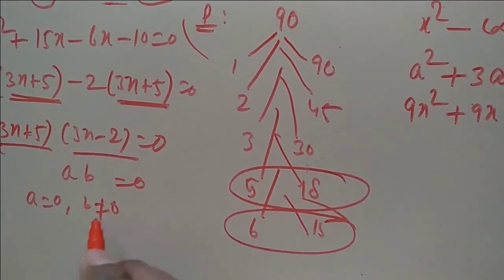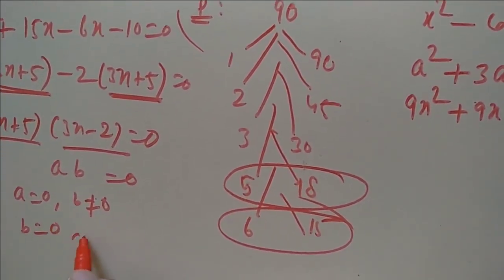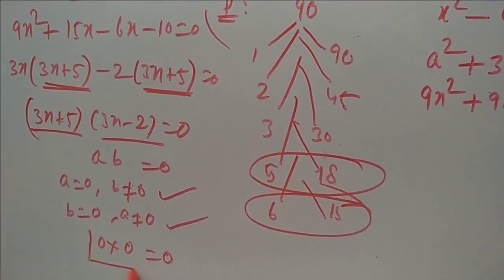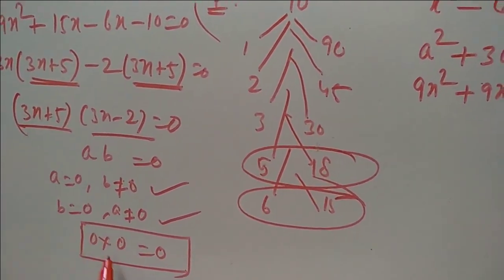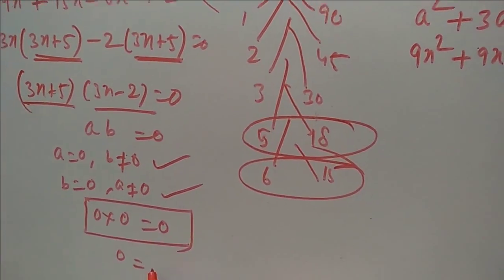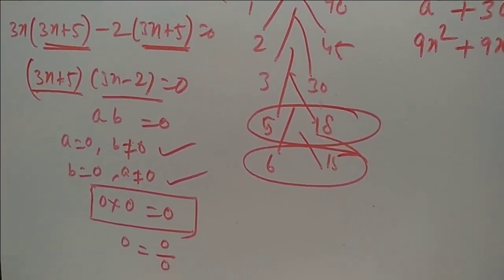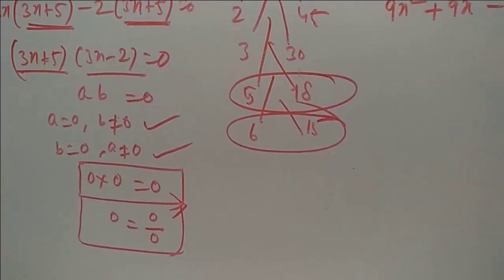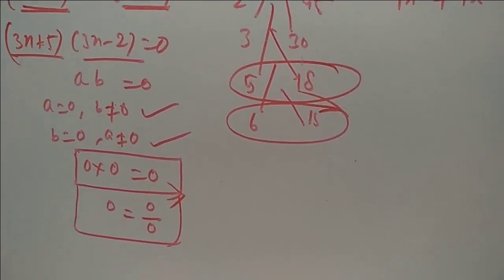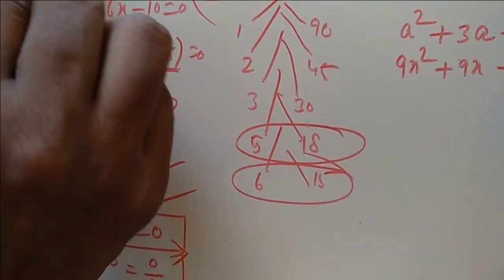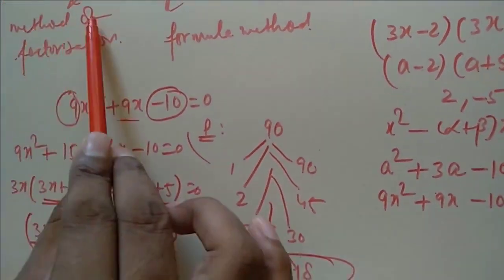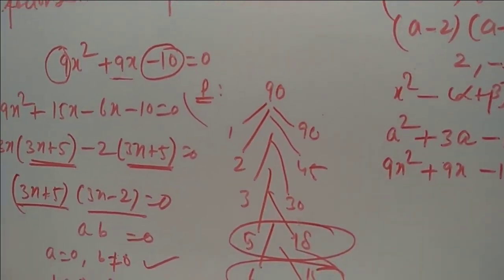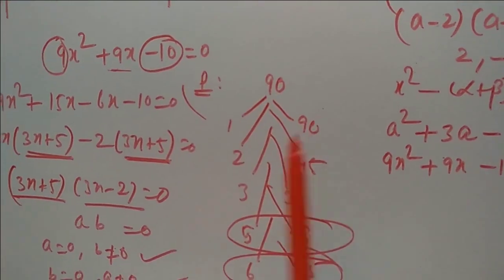So either this is 0 or that is 0. Because when you have the product of two real numbers equal to 0, then either A is 0 and B is non-zero, or B is 0 and A is non-zero. You cannot take the situation that 0 into 0 equals 0, because if you accept this, you are also indirectly accepting 0 divided by 0 equals 0, which is against the basic rule of mathematics, because we assume that division by 0 is undefined. So you also have to avoid the 0 into 0 equal to 0 scenario. This is called the method of factorization. This way you can factorize any quadratic equation.